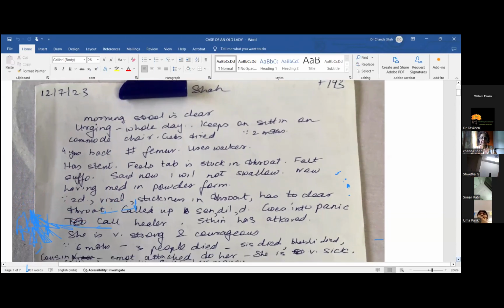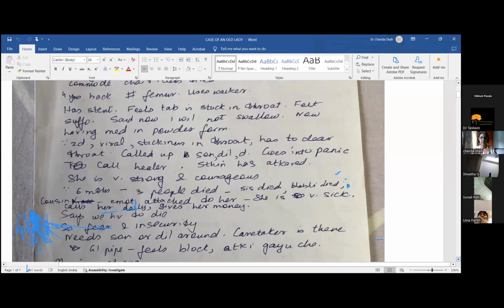Then she feels even the tablet is stuck in the throat, and she feels suffocated. Then with this viral thing, the stickiness in the throat, she has to clear her throat, and she goes into a panic. She's saying something is stuck, something is stuck, even with the sore throat.